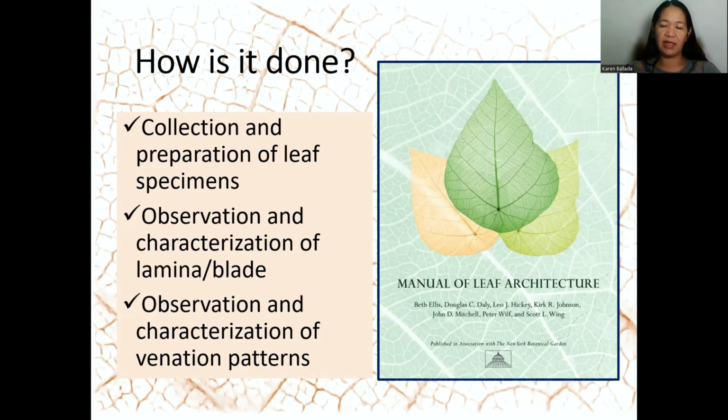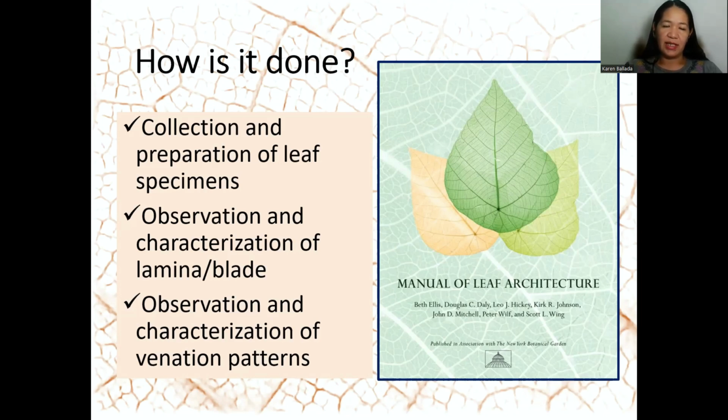Now, this manual on leaf architecture was pioneered by Hickey in 1973, and then eventually a series of revisions were made. And this one by Ellis and the group is the more recent one. This was published in 2009. But there is also another 1999 version of this manual that was also published by the Leaf Architecture Working Group. Okay, so these are some of the available manuals. You can download them from the internet.